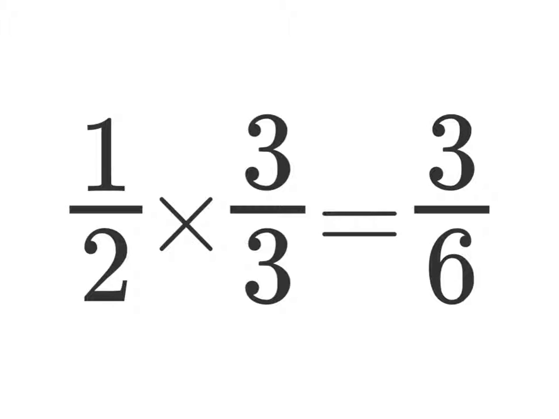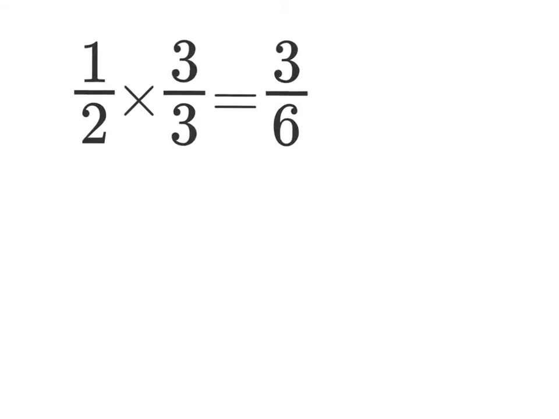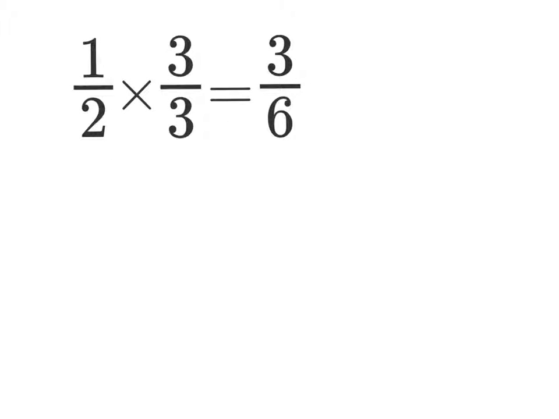Now let's try to do the same thing with our other fraction, 1/2. Now instead of multiplying by 2 over 2, we need to get this in terms of sixths. So how do I get 1 over 2 in terms of sixths? I must multiply it by 3 over 3. So now we're going to do 1/2 times 3 over 3, which again is still 1. And now we're going to get 3/6.